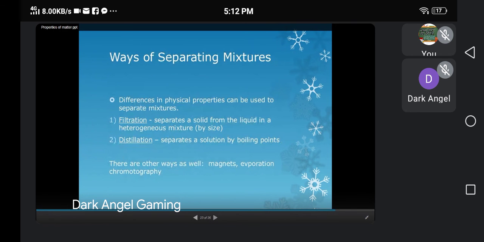Ways of separating mixtures. Differences in physical properties can be used to separate mixtures. Number 1 is filtration. What is filtration? It separates a solid from the liquid in a heterogeneous mixture, or by its size. Distillation separates a solution by boiling points. These are the ways as well: magnet, evaporation, and chromatography.